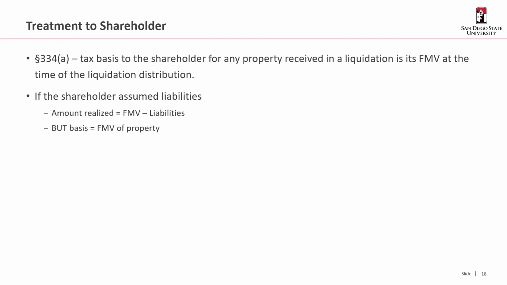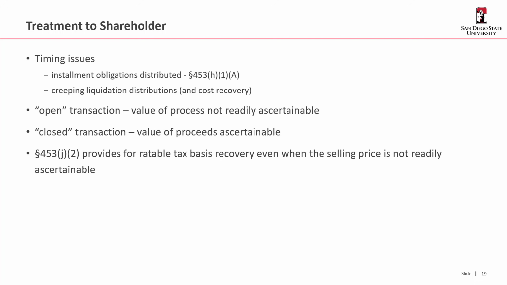All right, 334: the tax basis to the shareholder for any property received in a liquidation is its fair market value at the time of the liquidation distribution. And that's very consistent with taxable transactions between any entity and its owners. If the shareholder assumes liabilities, the amount realized is the fair market value minus the liabilities. But in that case, the basis is the fair market value of the property. That's very similar to the distribution of property in a dividend distribution as well.